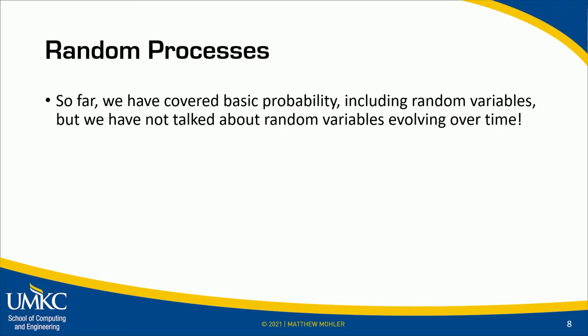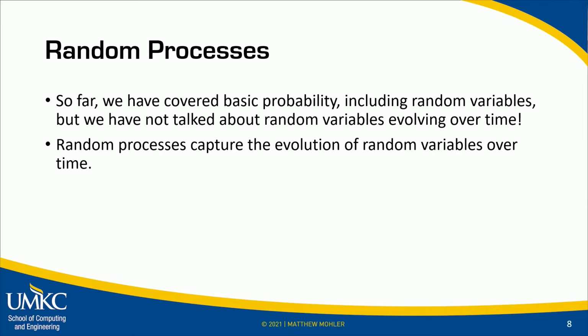More accurately, how often am I likely to get a certain value of a random variable? How often am I going to have an arrival in the case of a Bernoulli random process? How often am I going to have an arrival in the case of maybe a Poisson random process, which we'll look at here in a few weeks? And again, random processes really just capture that evolution of random variables over time.